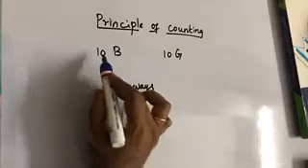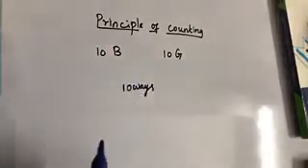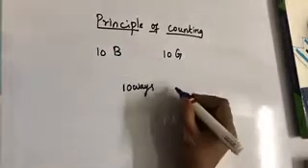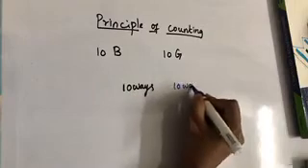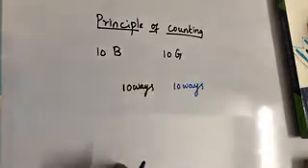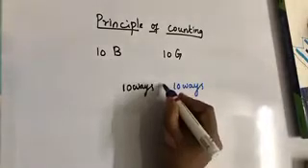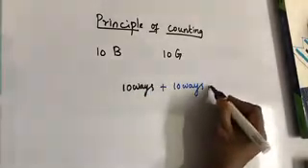Among the 10 boys, I can select anyone, so there are 10 options there. Okay, similarly, I have 10 ways to select the girl. Among the 10, I can select anyone. So how many options do I have? 10 plus 10 is equal to 20.